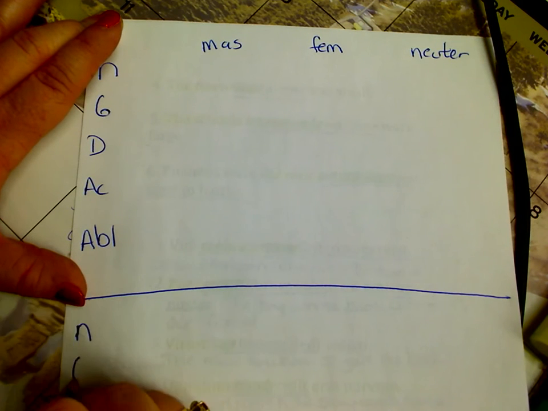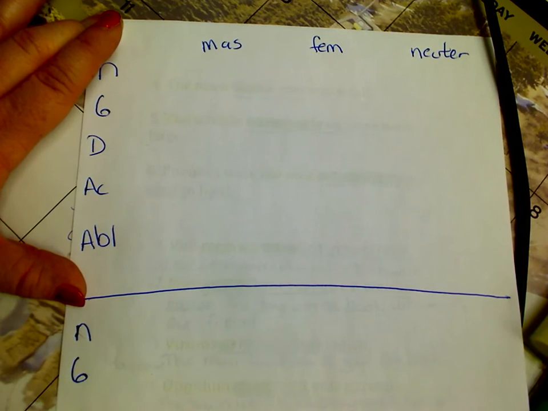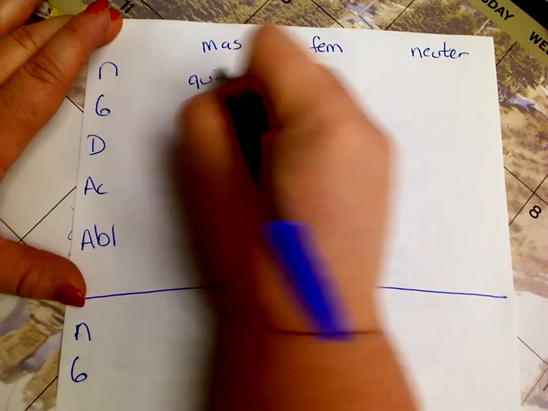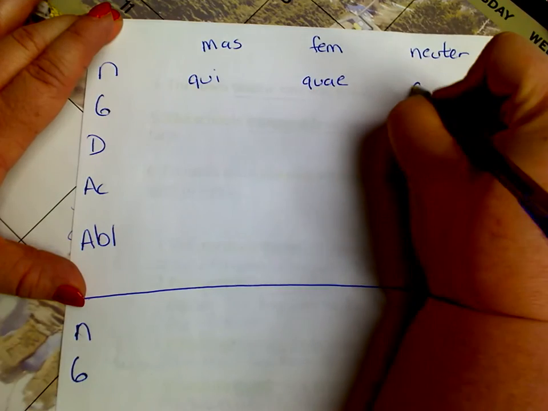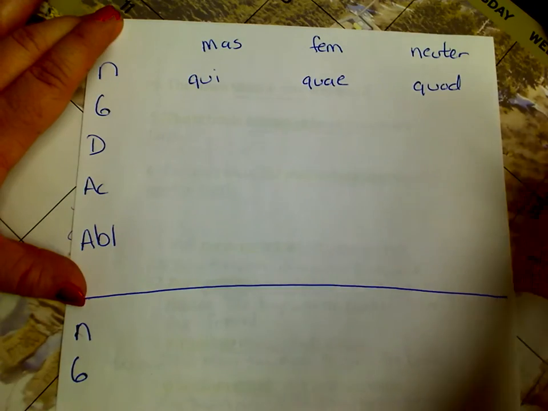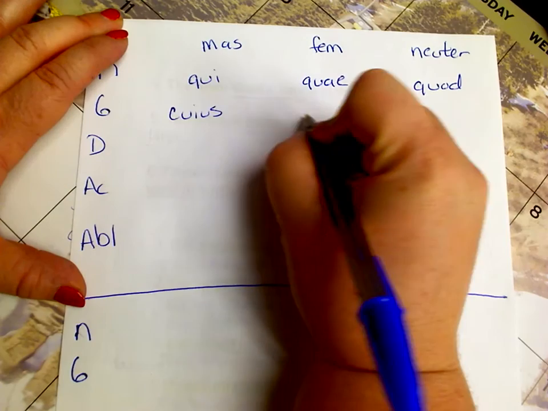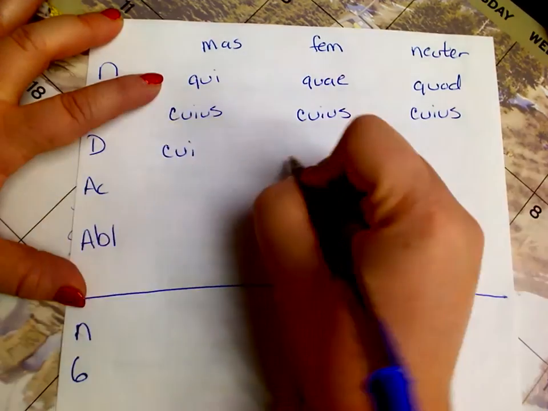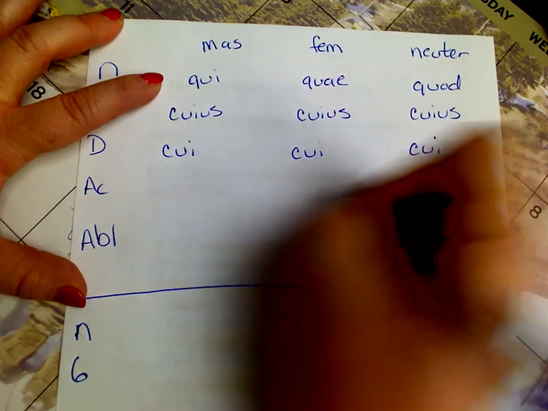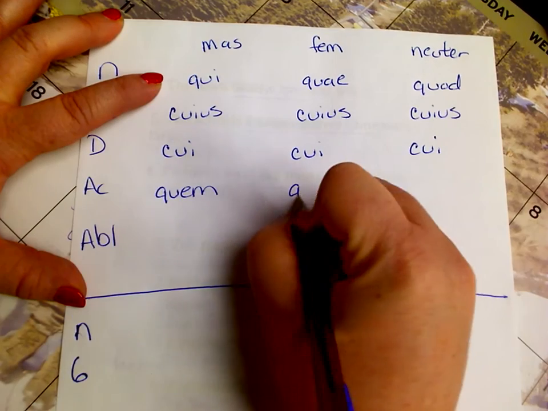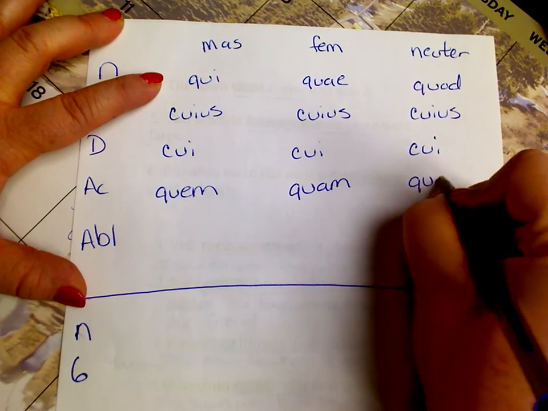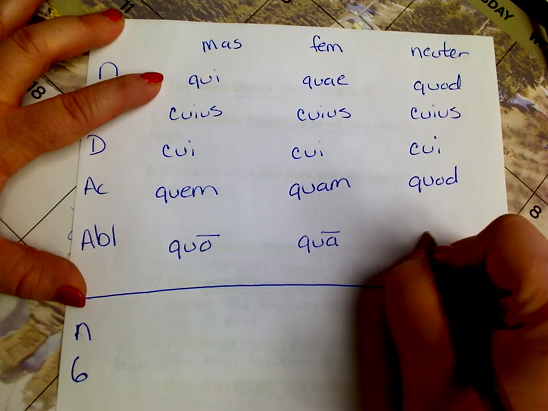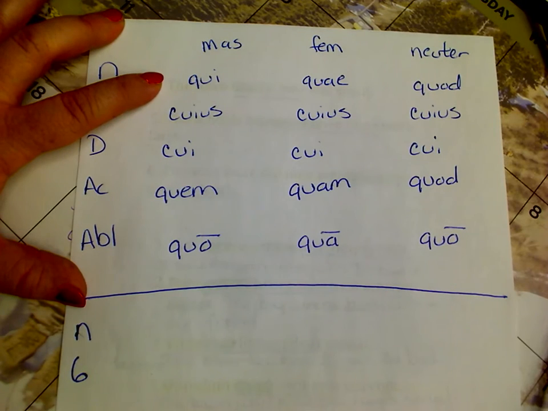Down here is going to be the plural. And the genders will just continue down to the bottom of the page. All right, so it's going to go qui, quae, quod. You can also say quid if you want. That's okay. Then cuius, all the way across. Cuius, cuius. Cui goes all the way across as well. Cui, cui. Quem, quam, quod or quid. Quo with a long mark. Qua with a long mark. And then quo again. So those are your singulars.